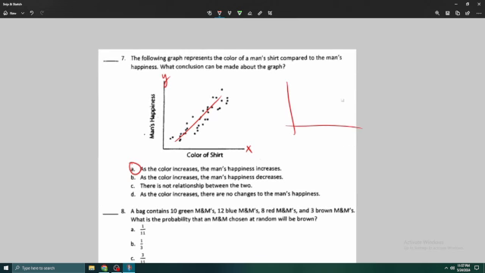That's what a negative would look like. Right? That's what a negative correlation would look like. So not super difficult.